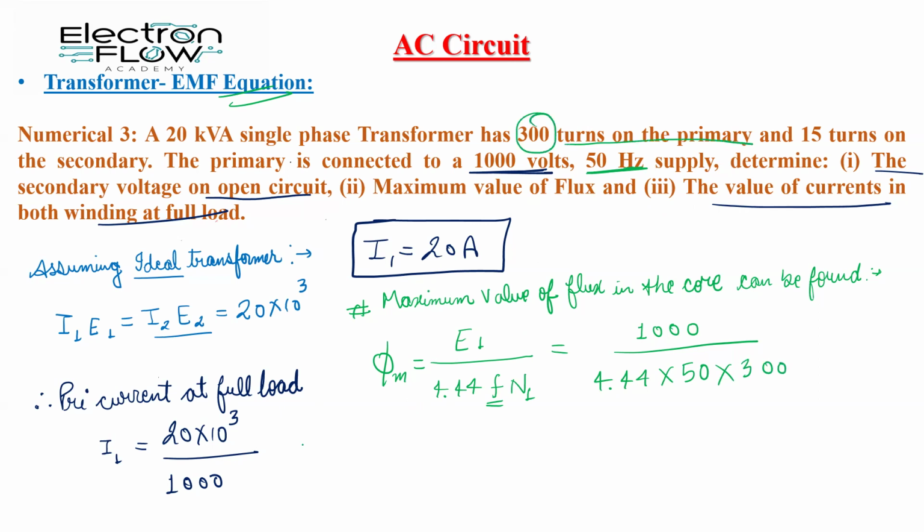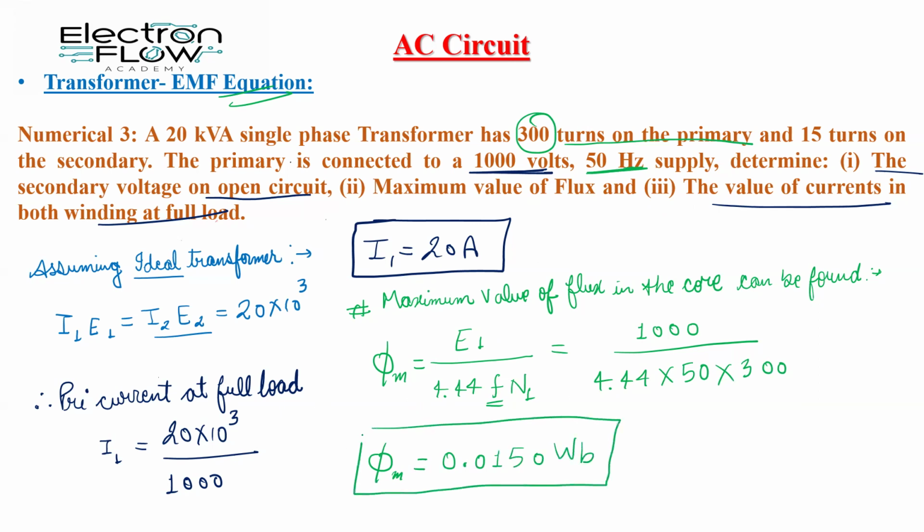So from this expression, I get the value of the maximum flux equal to 0.0150 Weber. Okay, so this is my second parameter, which is asked in the question. So this is how we have determined the asked parameters.